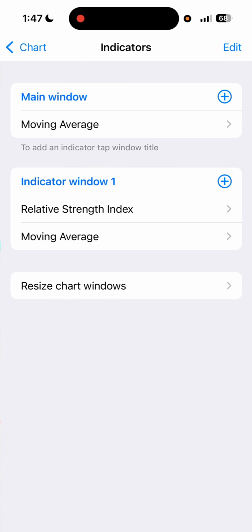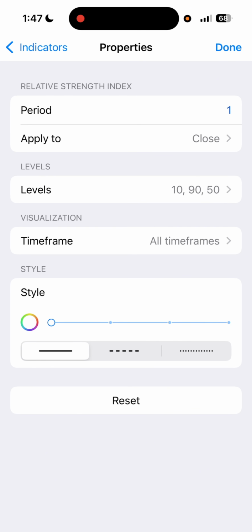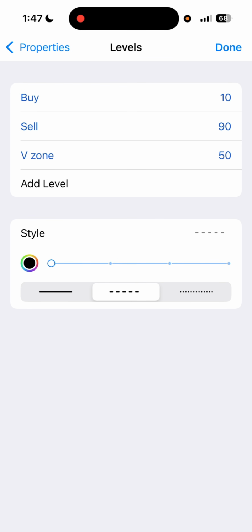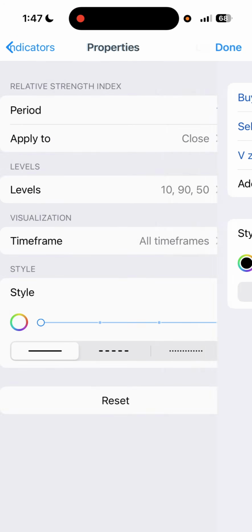Alright. Then the next indicator, you want to use the relative strength index on indicator window 1. Period 1, apply to close. The levels, you set 10, 90, and 50. For 10, you put on buy. For 90, you put on sell. And for 50, you put the V zone. Okay? Put a V zone. Alright. Now, you set the style to color black on 1 pixel with this middle line. Then you click on done.